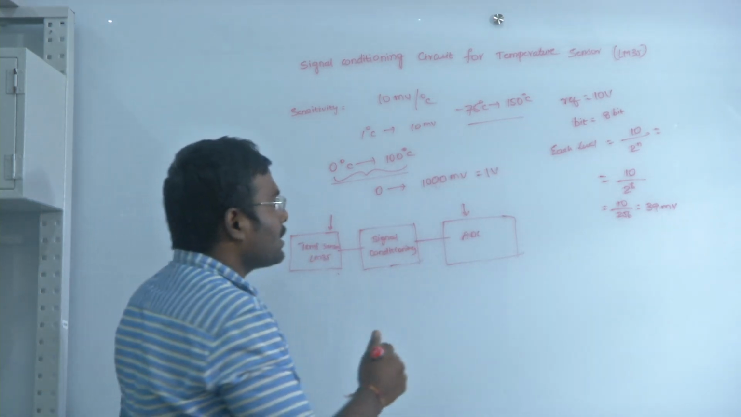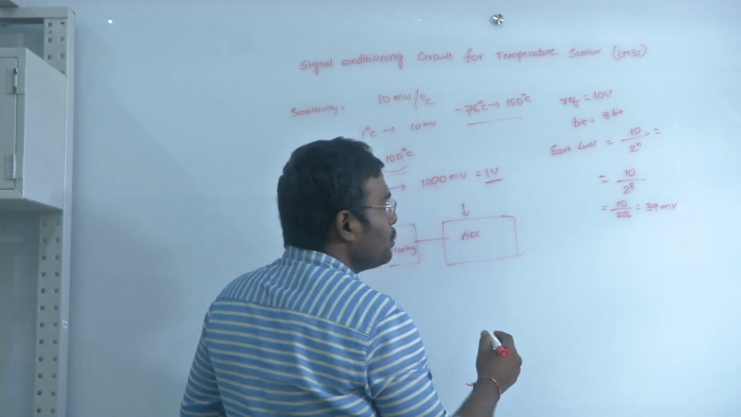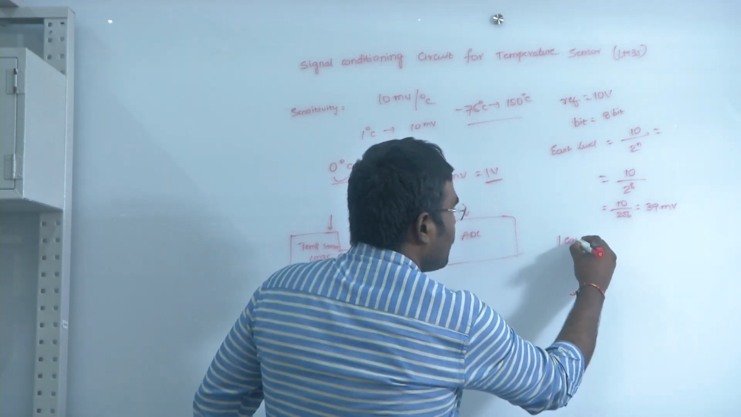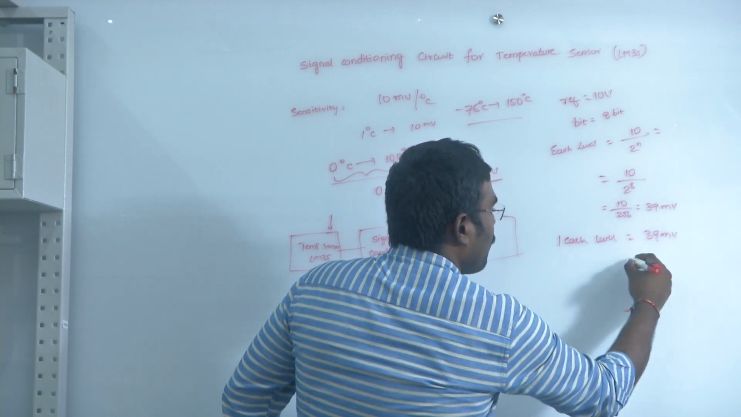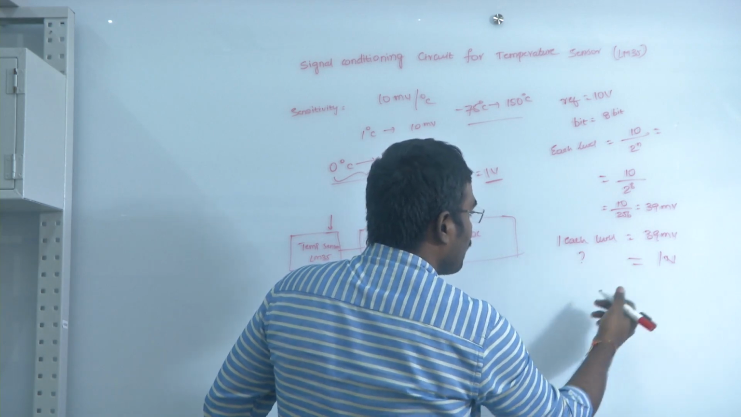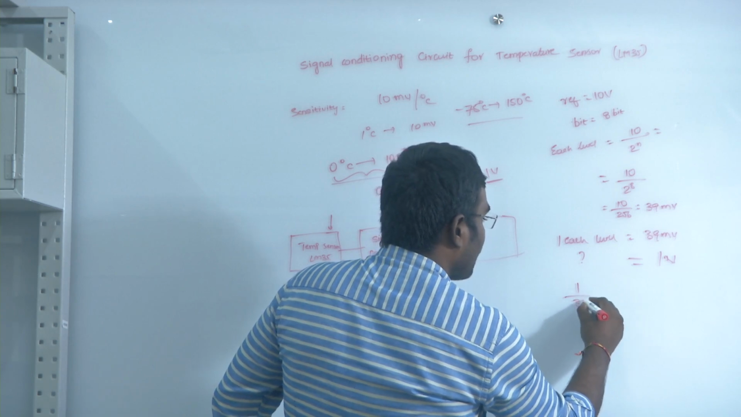In order to utilize the complete 100 degrees, this 1 volt will correspond to how many levels? Each level is 39 millivolts, so 1 volt will correspond to how many levels out of 256? That means 1 divided by 39 milli.